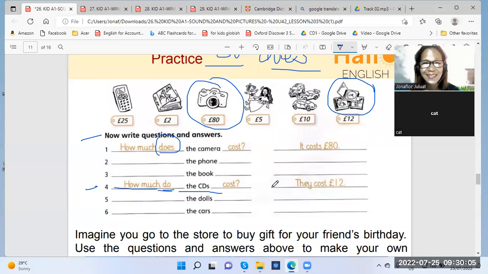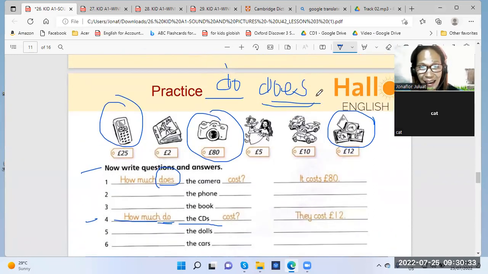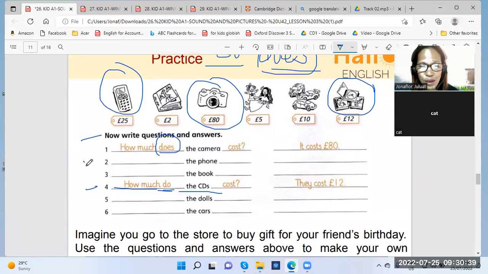All right, now let's try number two. So look at the phone. How many phones are there? There is only one phone, right? What will you use in asking a question? You will use does, right? Because it's only one. Okay, let's try to make a question. Number two.